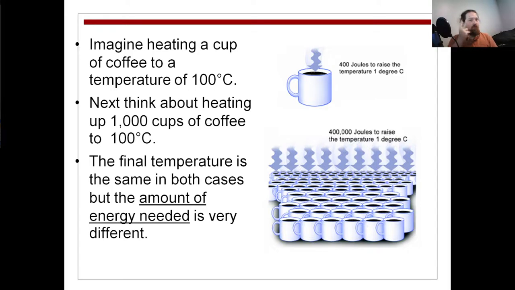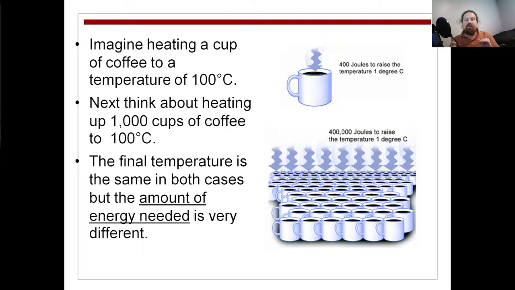But just because two different objects are at the same temperature does not mean that they have the same thermal energy level. Take, for instance, the image currently on screen. Let's compare 1 cup of coffee that is at 100 degrees Celsius. We're going to take that cup of coffee and compare it to 1,000 cups of coffee that are all also 100 degrees Celsius. All of these cups of coffee are at the same temperature. If you were to just take random coffee molecules out of each one and check what their average energy levels are, they'd all be the same.